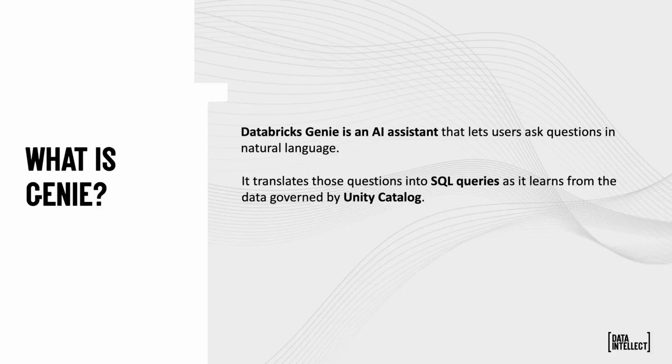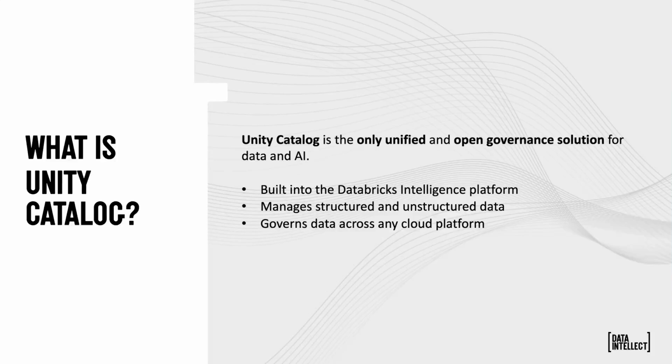It actually learns from the data and the metadata that's governed by Unity Catalog, meaning that it understands both the context and data relationships. And this brings me to Unity Catalog, which is the only open and unified governance solution for both data and AI. It manages structured and unstructured data, it manages functions and pretty much any data artifacts, and it governs data across any cloud platform. And this is the backbone of this AI capability because Unity Catalog has visibility over your whole data landscape. It truly democratizes data and AI in your organization.